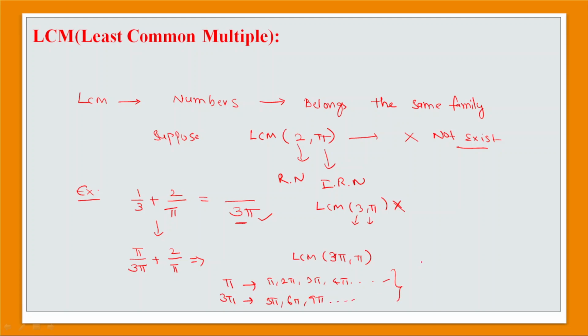In these two, what are the common multiples? Common multiples are 3 pi, 6 pi, 9 pi, and so on. In this, we take the least one. So the LCM of 3 pi comma pi will be 3 pi. Likewise, we need to take the LCM as 3 pi here. For a better understanding, let us also consider one more example.